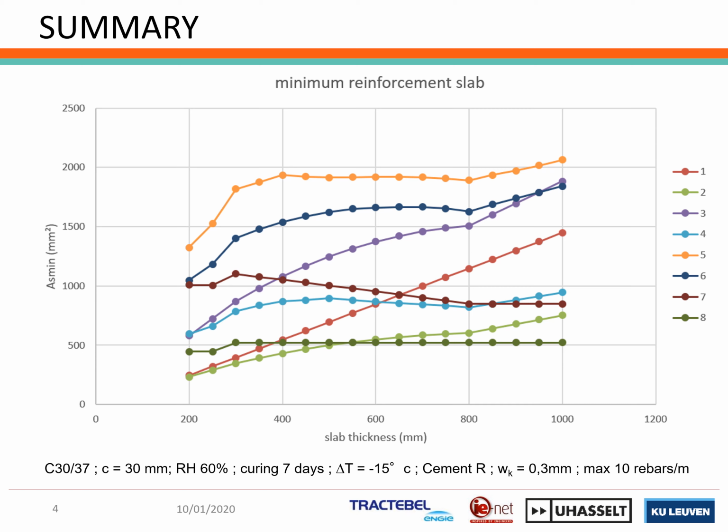Global tension with crack width control, it's like a tension rod. Method 5 gives the highest minimum reinforcement and is almost independent of the slab thickness. Minimum reinforcement for brittle failure, method 1, is proportional to the depth of the slab, and it is the only method that is proportional with the depth of the slab. Using the strain method 8, it results in the lowest amount of reinforcement.